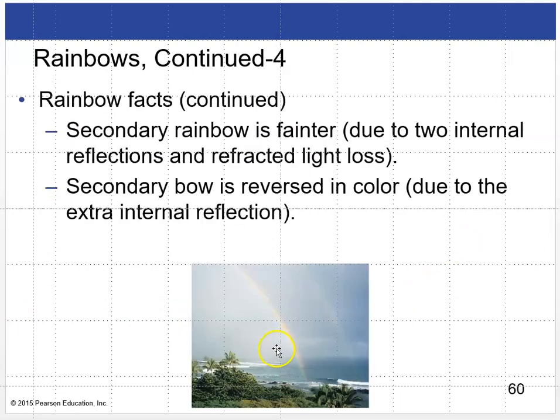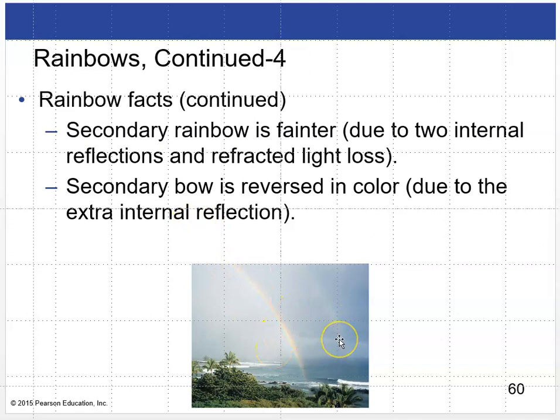Now, if you get really lucky, you might see a secondary rainbow. It's caused by an additional reflection inside the drop. Here's the primary rainbow. Notice that the blue or violet color is toward the inside, the inner color, and the red light is on the arc, the outer arc of this rainbow.